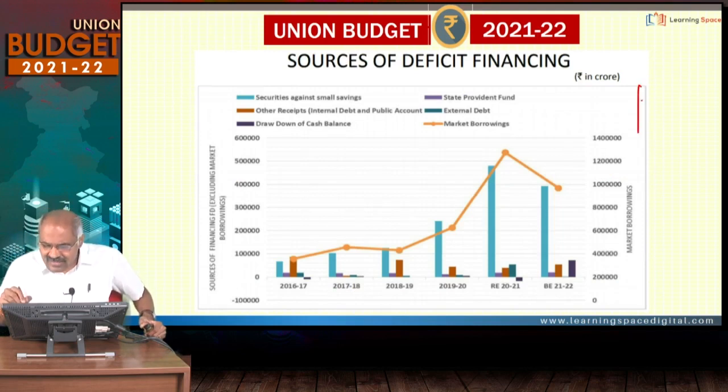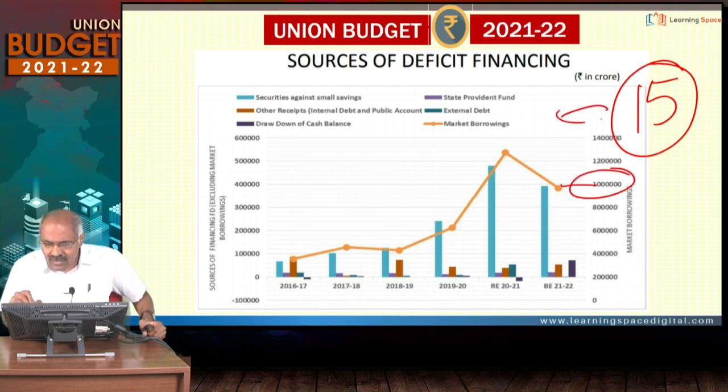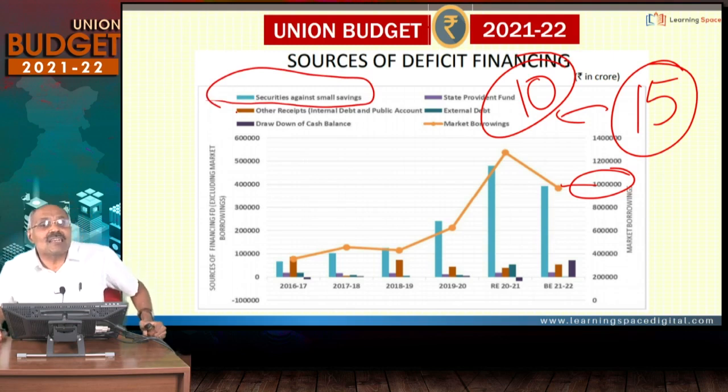Friends, these are the sources of deficit financing. That means we have already seen the government is going to borrow 15 lakh crores of rupees. You may have a doubt, how is the government going to get these 15 lakh crores of rupees? Predominantly, there are two things. One is market borrowings. Market borrowings are going to be around 10 lakh crores of rupees. That means out of these 15 lakh crores of rupees, 10 lakh crores will come from market borrowings. And the next major aspect is securities against small savings. That means the government will borrow from the small savings fund.